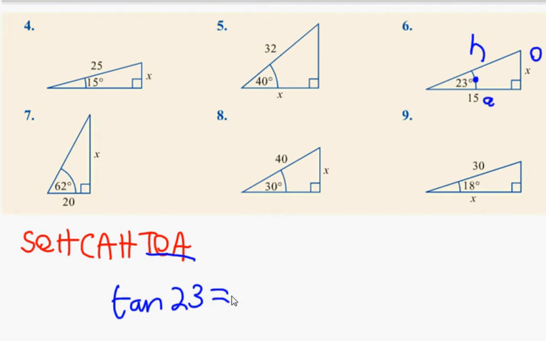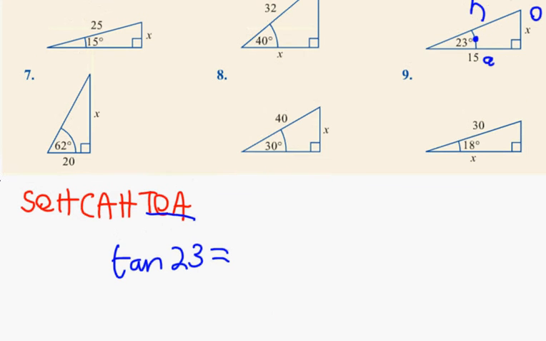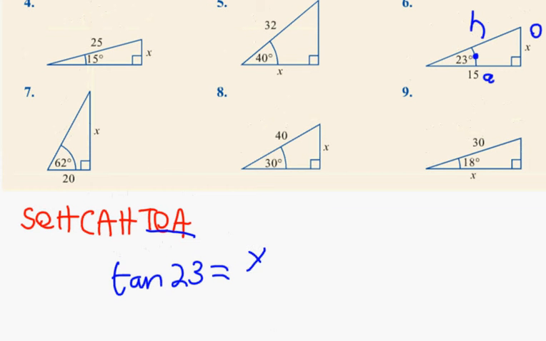equals what, guys? Opposite over adjacent. What's opposite over adjacent? What's the opposite side? X over 15 is the answer to that, guys. X is the opposite and 15 is the adjacent. Okay, let's get a bit sharper, please. Alright, cross multiply. What happens to the 15? 15 tan 23 equals X.